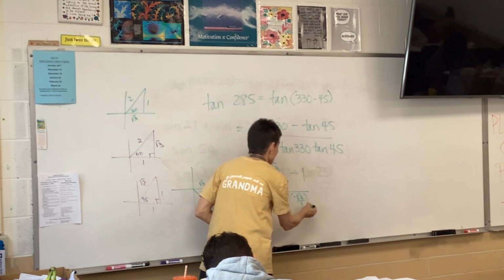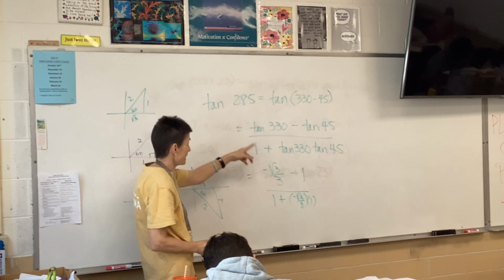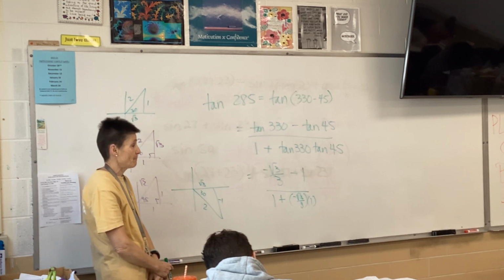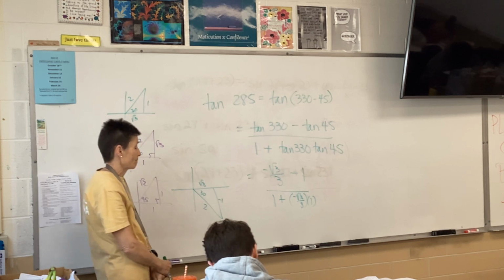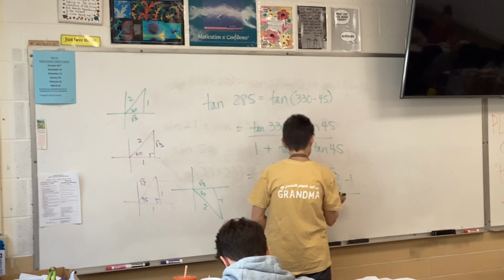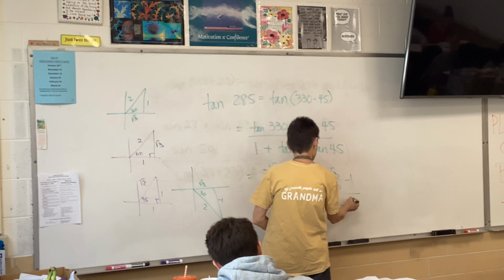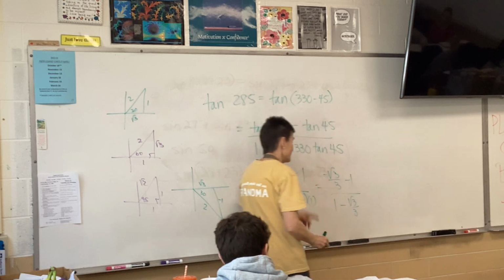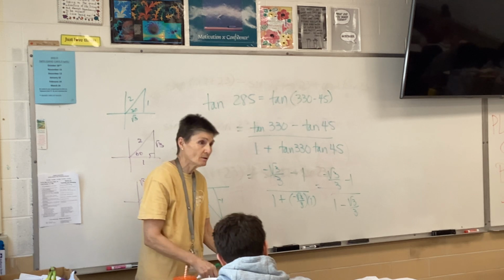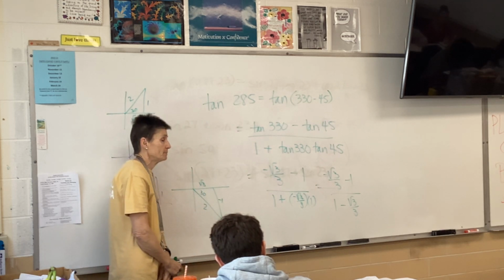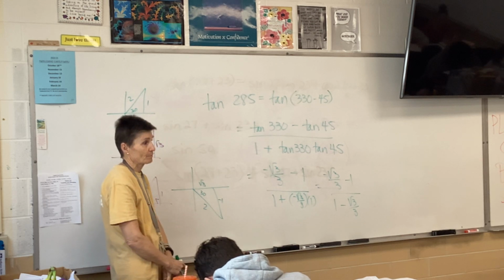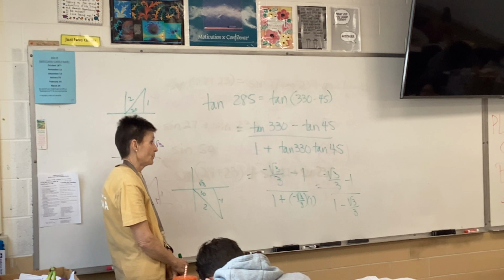And then we have the exact same two numbers in the bottom, tan 330 and tan 45, multiplied in the bottom. Okay, so I've got negative root 3 over 3 minus 1 over 1 minus root 3 over 3. Nothing in that problem cancels. Do not even think about it. It's never going to cancel. The signs don't line up. You cannot cancel.